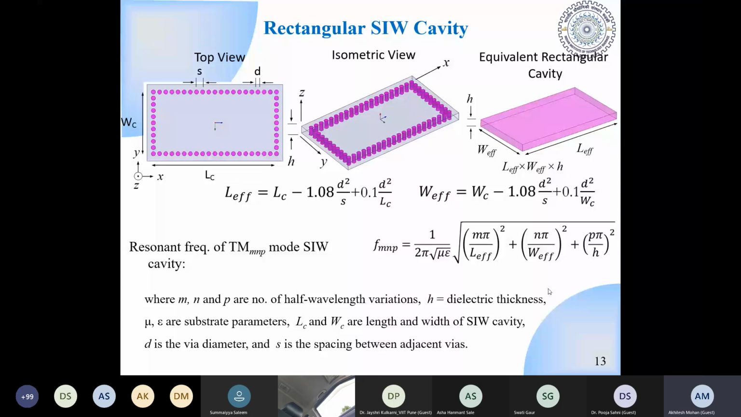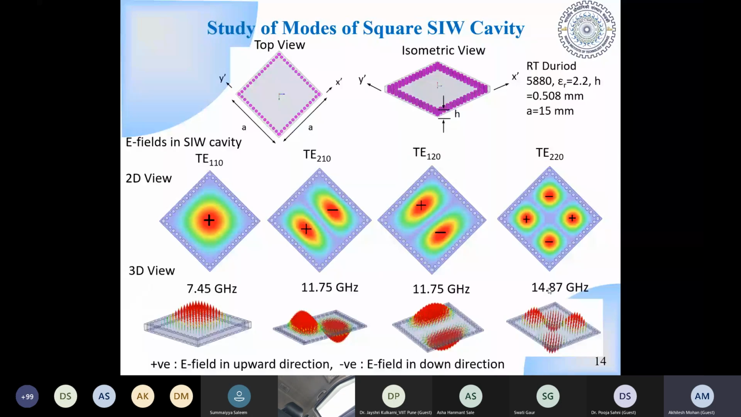We have started with the square SIW cavity. Instead of taking the rectangular cavity, we have taken the square SIW cavity. I will tell you why. It is a 3D isometric view. Here we have plotted some of the modes: TE110, TE210, TE120 and TE220. You can see the 3D view. I have chosen certain dimensions: A is 15 mm, the dielectric material is Duroid, and this is the substrate thickness.